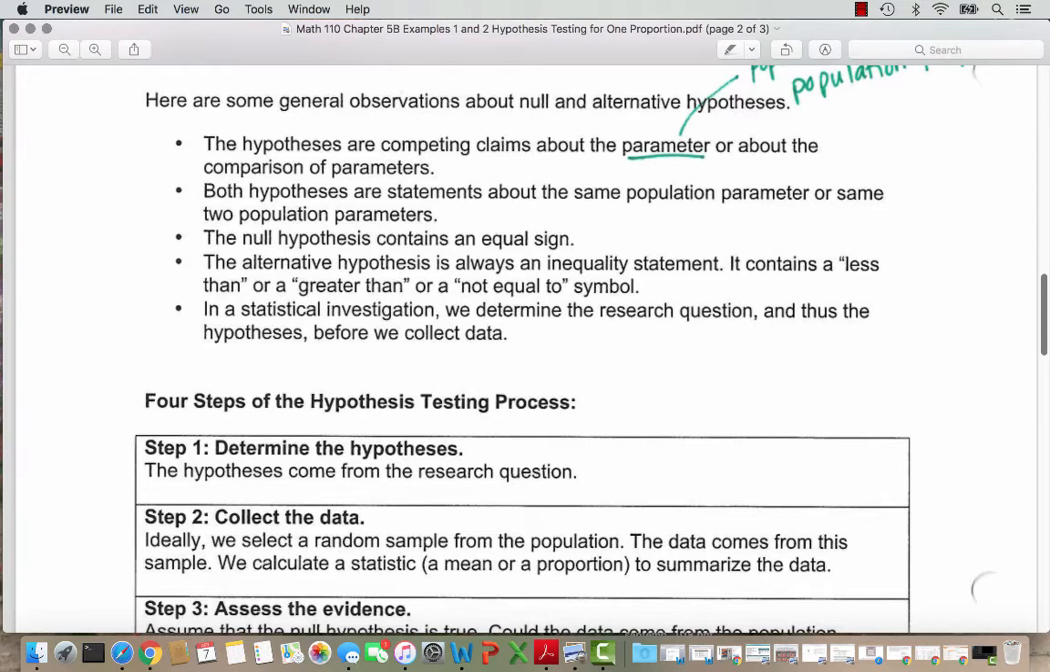In a statistical investigation, we determine the research question and thus the hypothesis before we collect data. If we collected our data and then tried to look back at our data and come up with a hypothesis, that would be biased. You might be tempted to cherry pick your data or make a hypothesis based on the data that you collected. And there could be some error or bias in how you collected your data that influences your results. So we always want to start with our hypotheses and our research question, then determine our data collection plan.